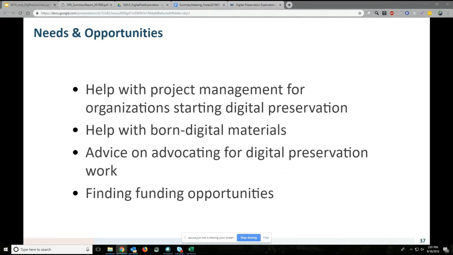Other training is help with project management for organizations starting in digital preservation, help with born-digital materials or addressing those bigger questions related to them, advice on advocating digital preservation work, and then finding funding opportunities, help navigating writing grants, and figuring out what is actually needed for digital preservation.